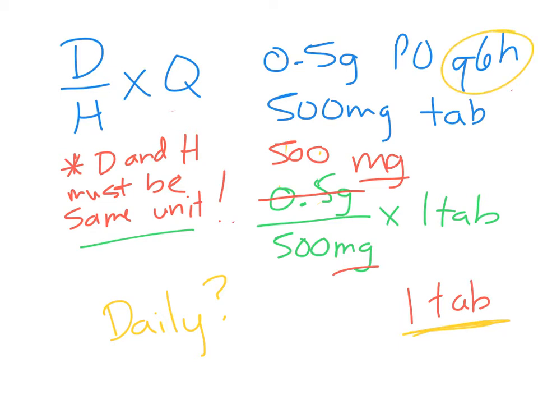Here, we talked about this real briefly last week. Remember, every 6 hours would be how many times in a day? In a 24-hour day, every 6 hours would end up being 4 different times. So they're going to take 1 tablet 4 different times. So 4 times 1, they would end up taking 4 tabs daily. Okay, so that's just another example with those oral dosages there.